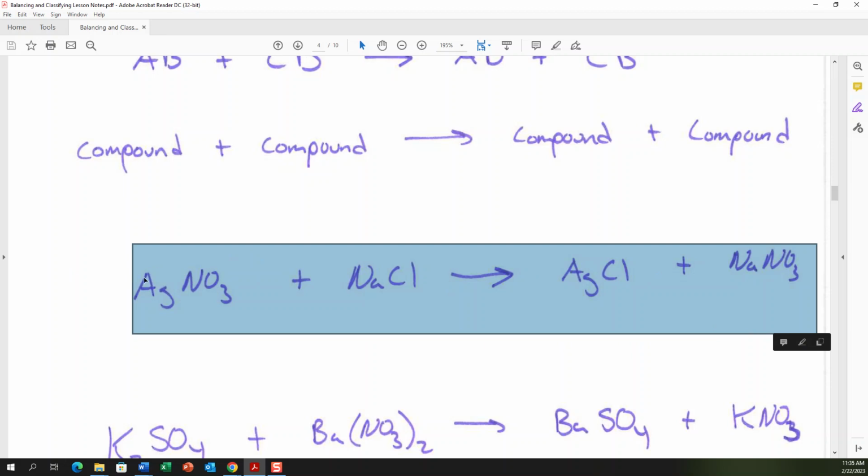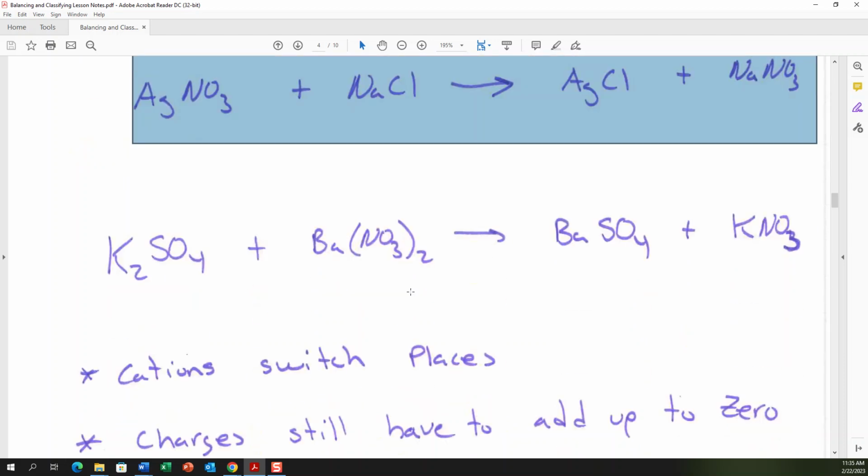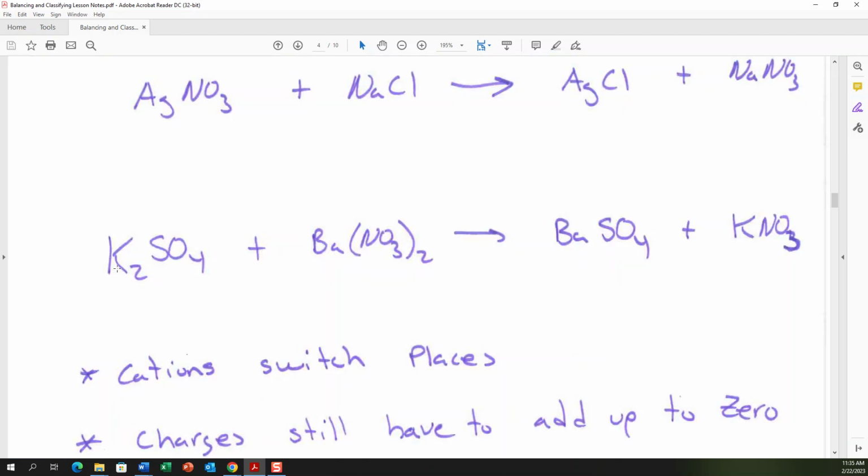So this is a silver 1 plus ion, this is a nitrate 1 minus ion, sodium 1 plus, chloride 1 minus. And over here, it's silver 1 plus paired up with chloride 1 minus, sodium 1 plus paired up with nitrate 1 minus, okay? So if we look over here, we've got potassium and barium switching places. So now potassium's paired up with nitrate on this side, and barium is paired up with sulfate on this side.